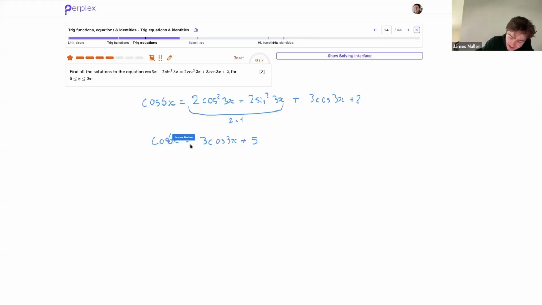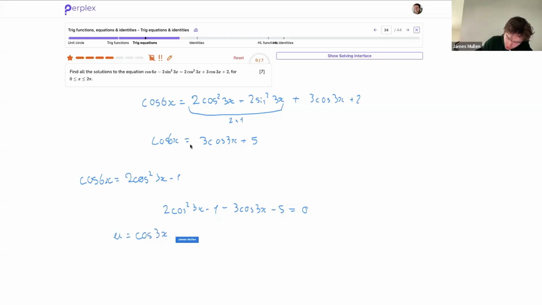Okay, and this is a 6x here. And now I use the double angle identity for cos. So cos of 6x is equal to 2 cos squared of 3x minus 1. So what do I get? I get 2 cos squared of 3x minus 1 minus 3 cos 3x minus 5 is equal to 0. Okay, let u is equal to cos of 3x, and I get 2u squared minus 3u minus 6 is equal to 0. All right. That's not going to give me nice values, I think.